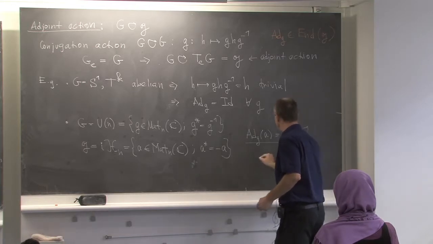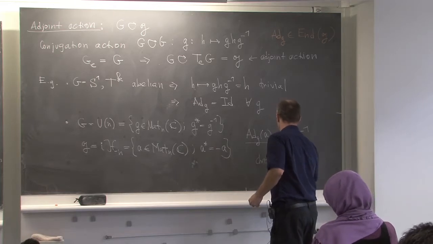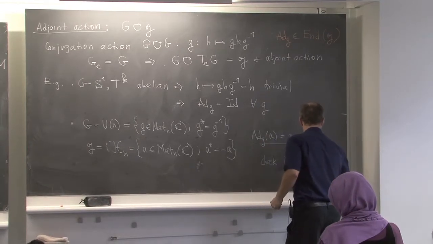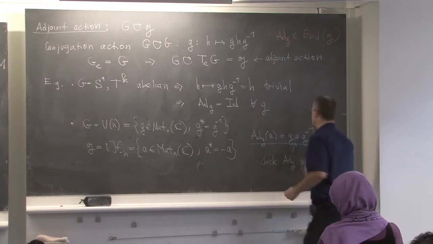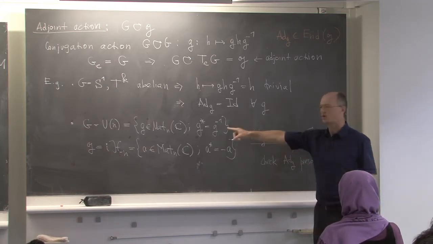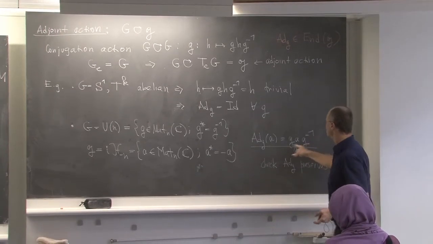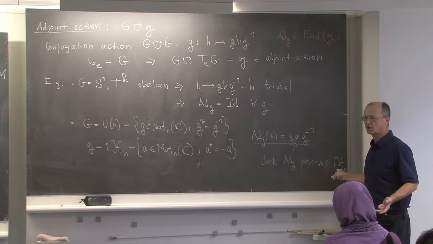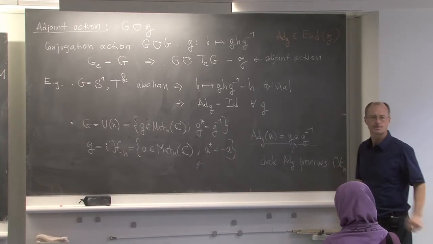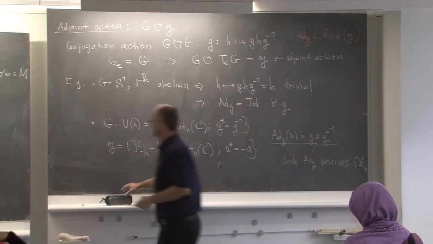Maybe one small exercise. Check that indeed this, so it's clearly an action on complex matrices, but it's just a little bit less trivial to see that actually it preserves the set iHn, right? So this turns out to be the case, but maybe one needs to check it.